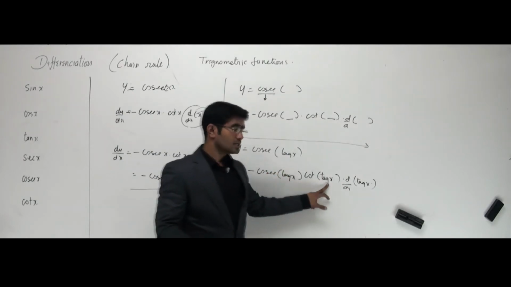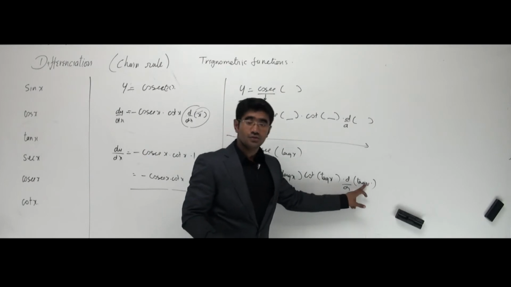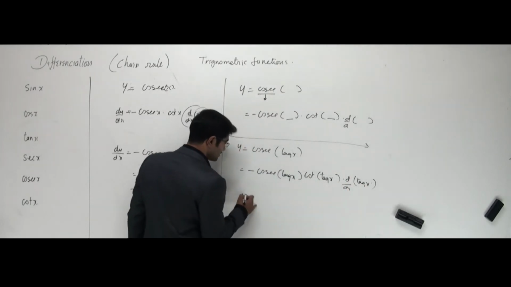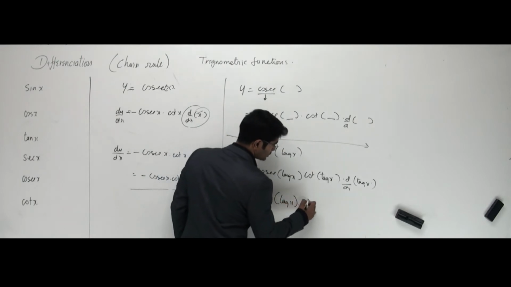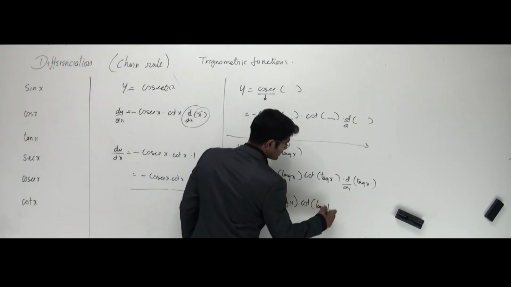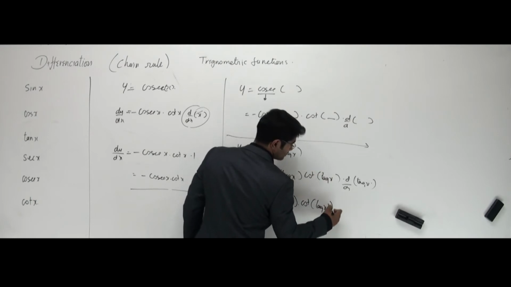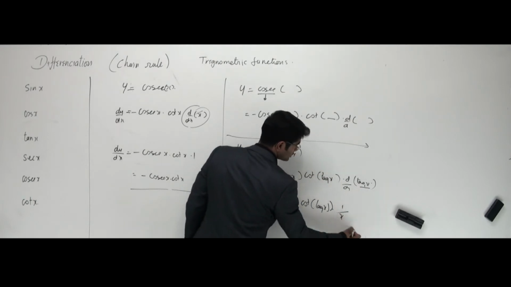So I write this function both the times here, and I write the differentiation of that function. So what happens here? Minus cosecant log x into cot log x, right, into, how do you differentiate log x? That's 1 by x, and that's your answer.